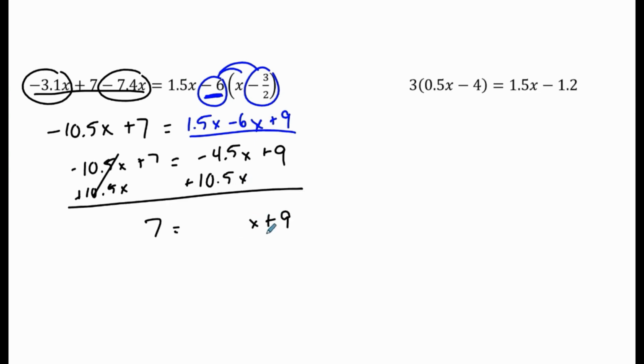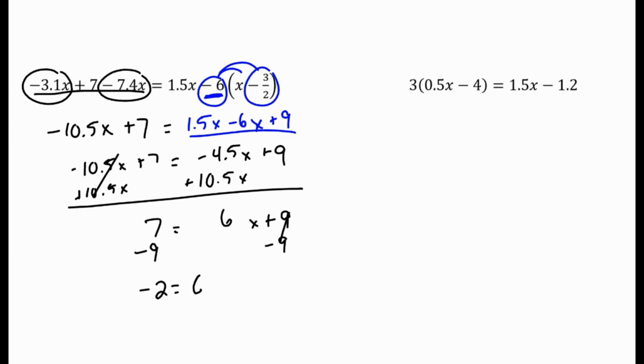So 7 equals something plus 9. How many x's do I have there? I can go to the calculator to check this out. You have 10.5 of them, and you're subtracting away 4.5 of them. That leaves you with 6 x's. Subtract 9 from both sides.